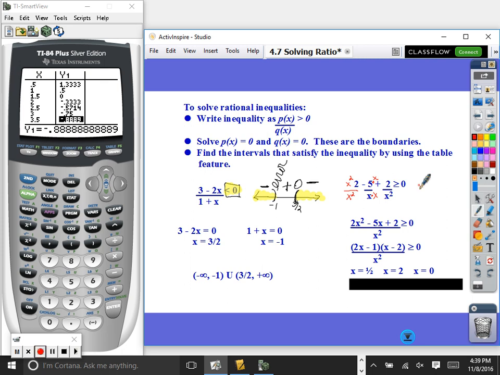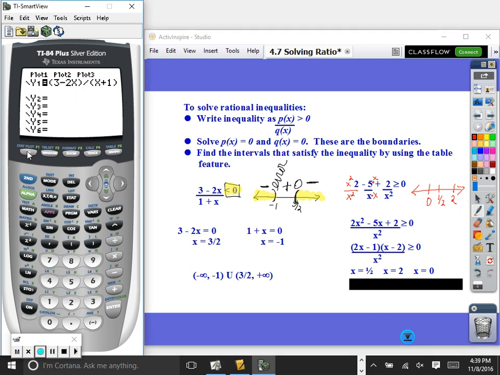So again, I'm going to put those on a number line. 0, then would be 1/2, then would be 2. I'm going to enter that in my calculator in y equals. I'm going to enter my extended polynomial. So clear this one out. So parentheses 2x squared minus 5x plus 2, parenthesis divided by, and close your denominator in parentheses, x squared.